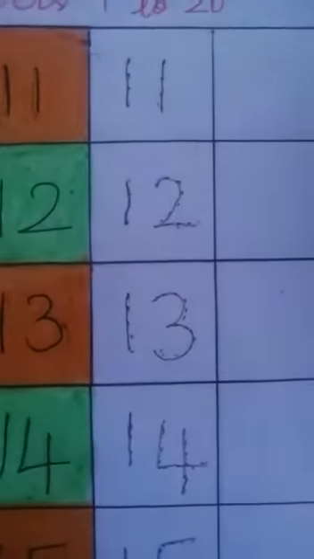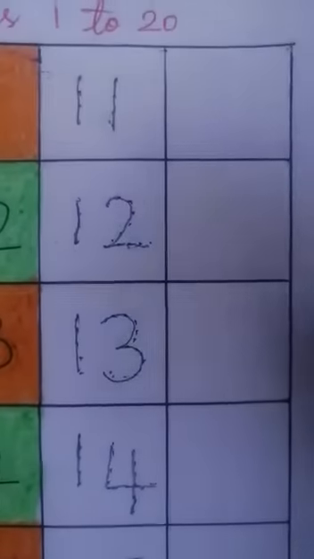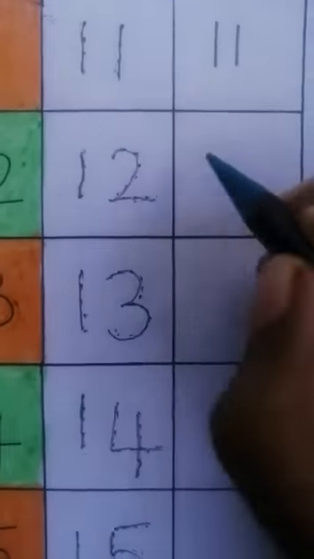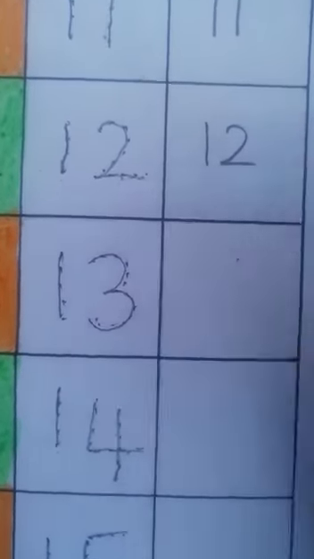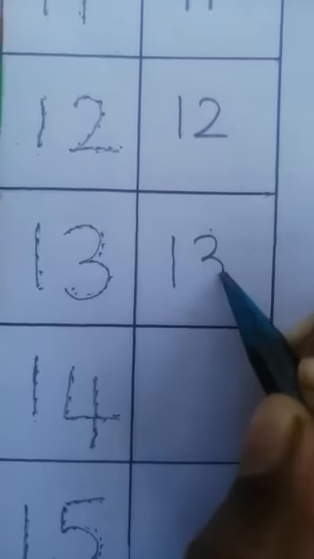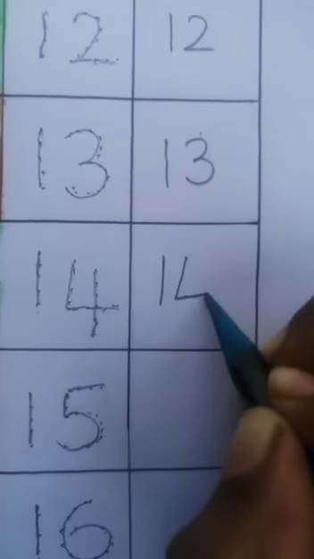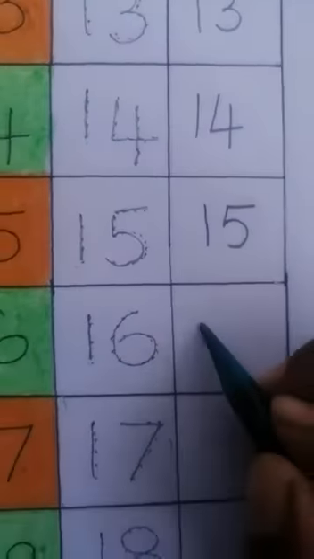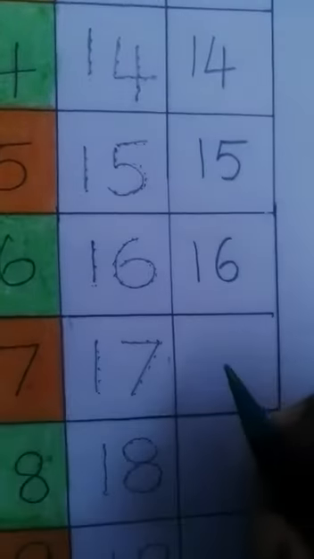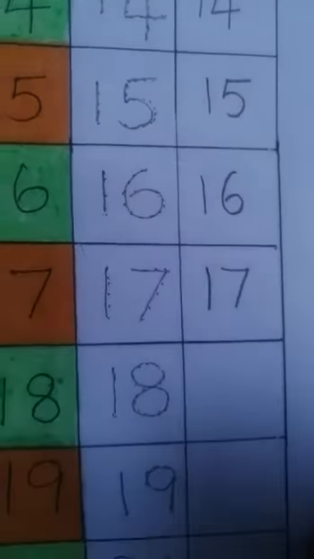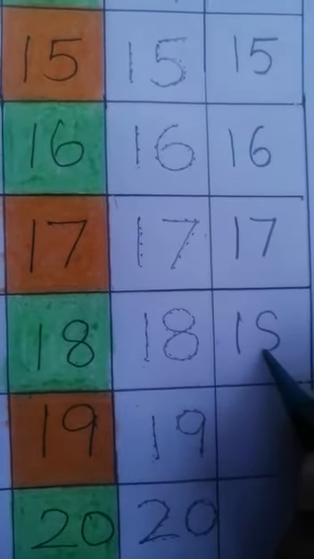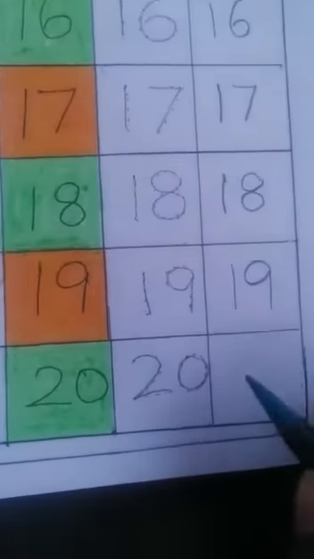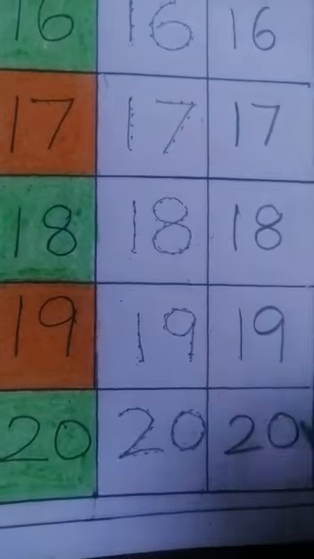Let's write the numbers from 11 to 20 again one more time. Listen carefully, children. 1, 1, 11. 1, 2, 12. 1, 3, 13. 1, 4, 14. 1, 5, 15. 1, 6, 16. 1, 7, 17. 1, 8, 18. 1, 9, 19. 2, 0, 20.